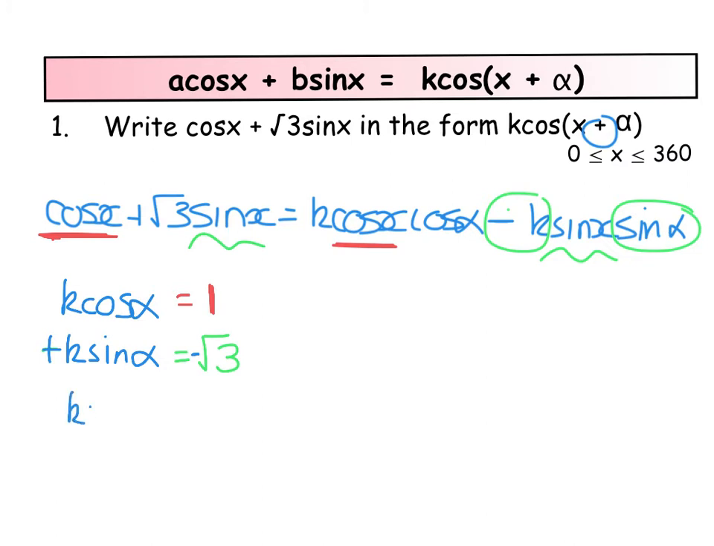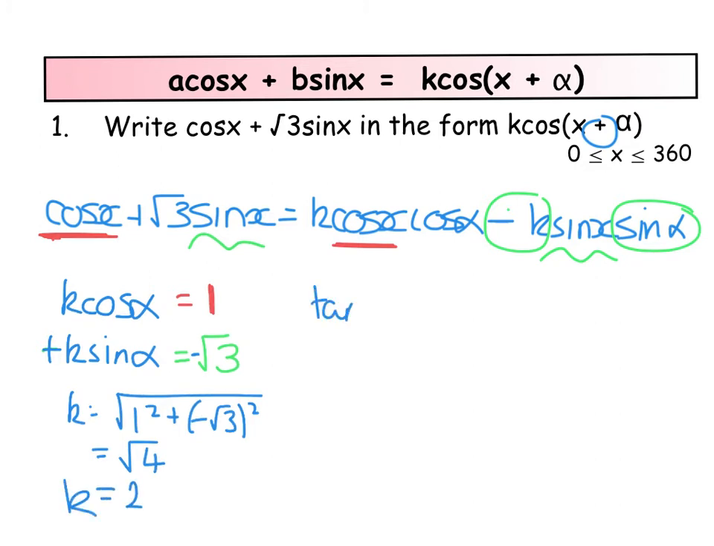And then k will be the Pythagoras bit where we do 1 squared plus negative root 3 all squared. And that just gives us basically 1 plus 3, which is 4. And the square root of 4 we all know is 2. So we've got k is 2. For tan alpha, tan is still sin over cos. So we've got negative root 3 all over 1.